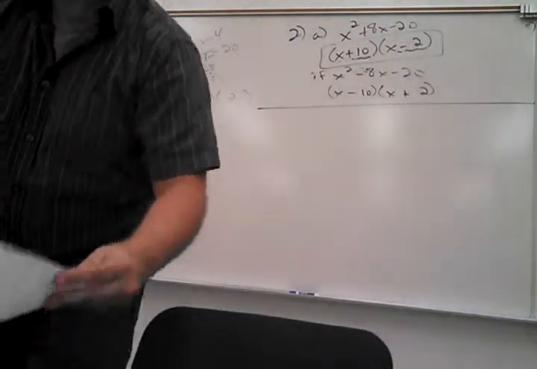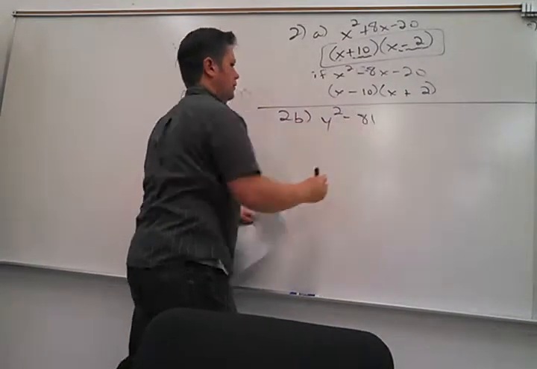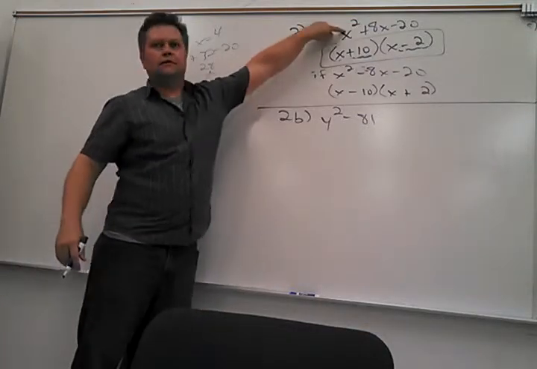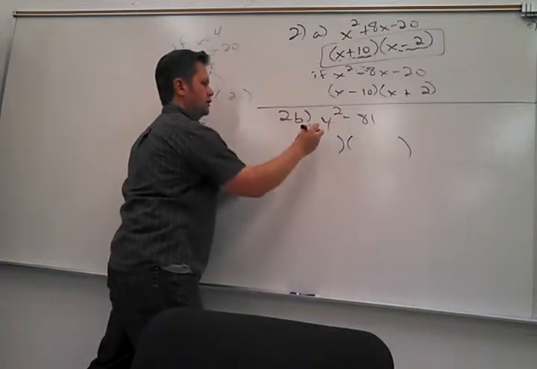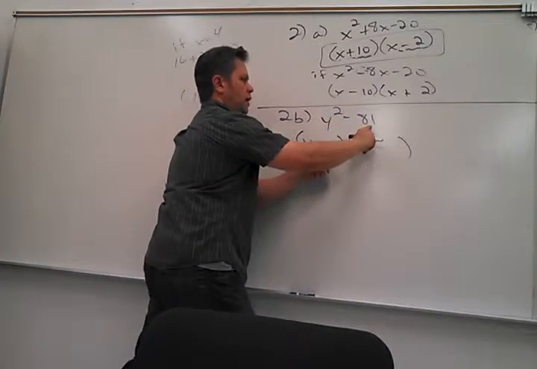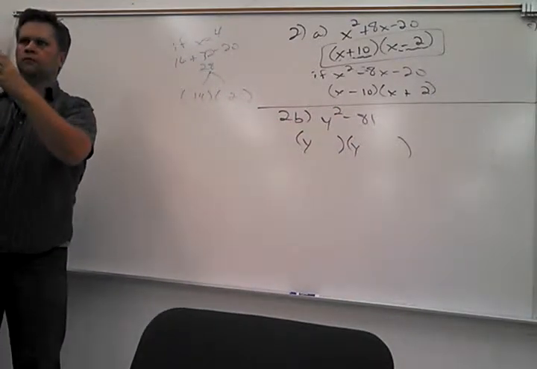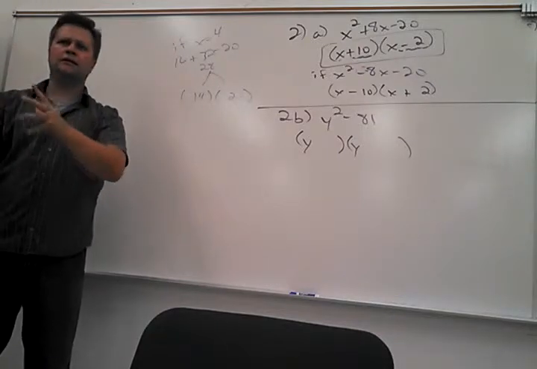All right, 2B. I think most people got this one okay. This is actually sort of the same exact thing as this. I need 2 numbers that multiply to 81 and add to be 0, because I know y squared is going to be y, and there is nothing in the middle. Now I'm making it harder than it is, because there's a shortcut to this.